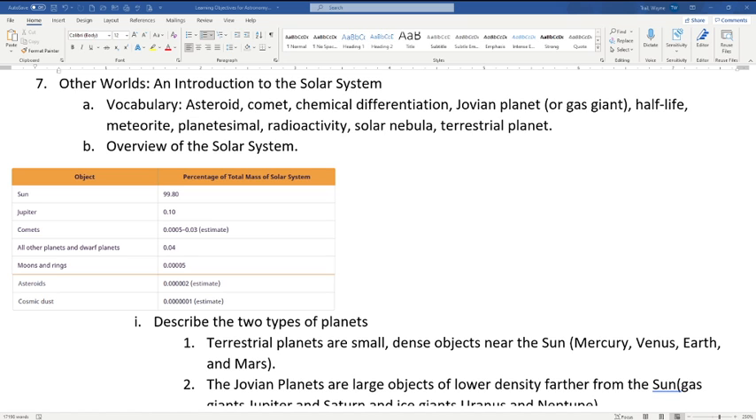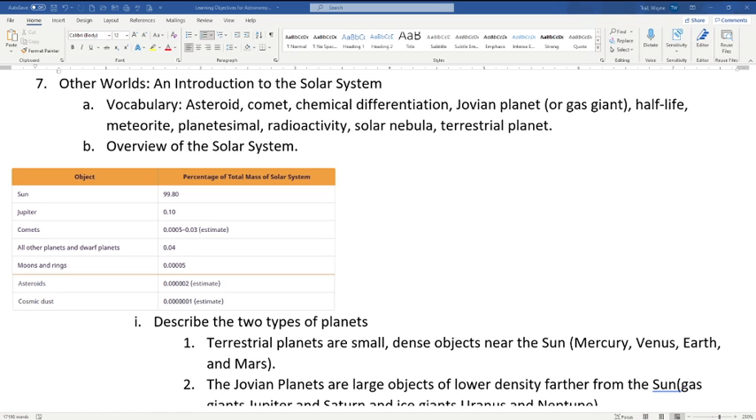So we're just going to begin with sort of an overview, and that starts with the solar system in general. If you look at the table here, it shows the objects listed and their percent mass of the solar system. The sun is 99.8% of the total mass of the solar system. That is, everything else adds up to 0.2%, or 2/1000ths of the mass of the solar system.